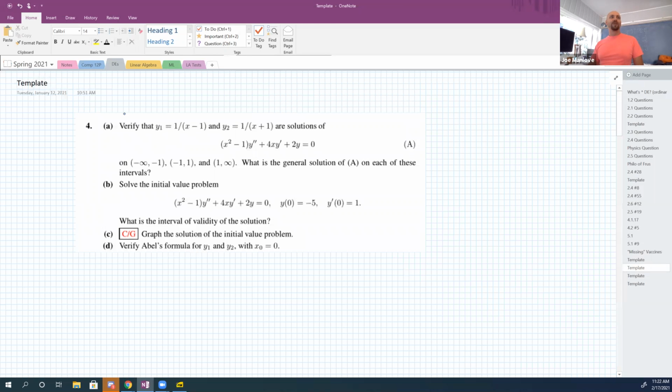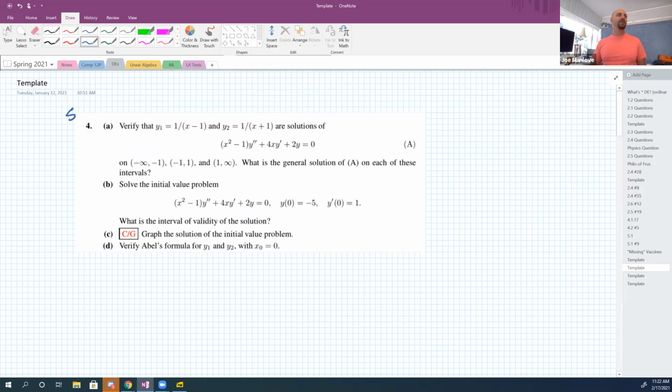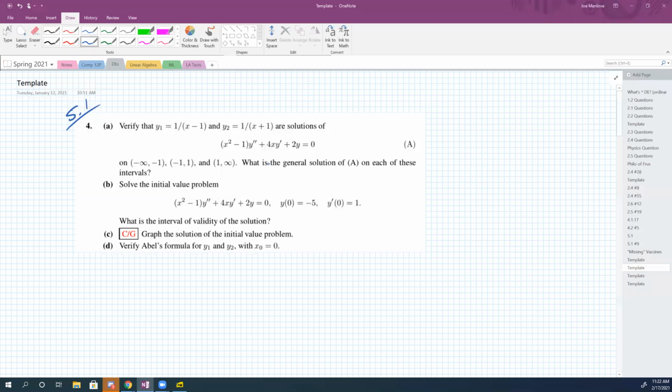All right, so we are going to try and talk our way through 5.1, number 4, which first things first is to verify that a couple of things solve this differential equation A. So first things first, how do I verify that y1 is 1 over x minus 1 solves some differential equation? What do I need to do? Differentiate it. Yeah, take a couple derivatives, toss them in there.